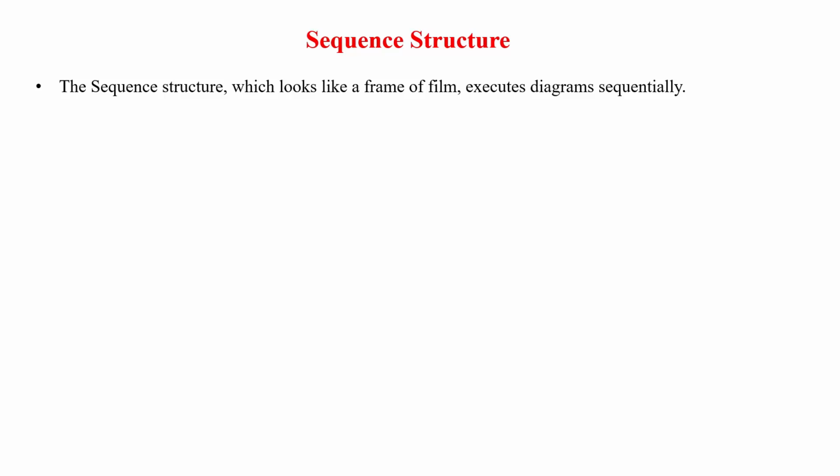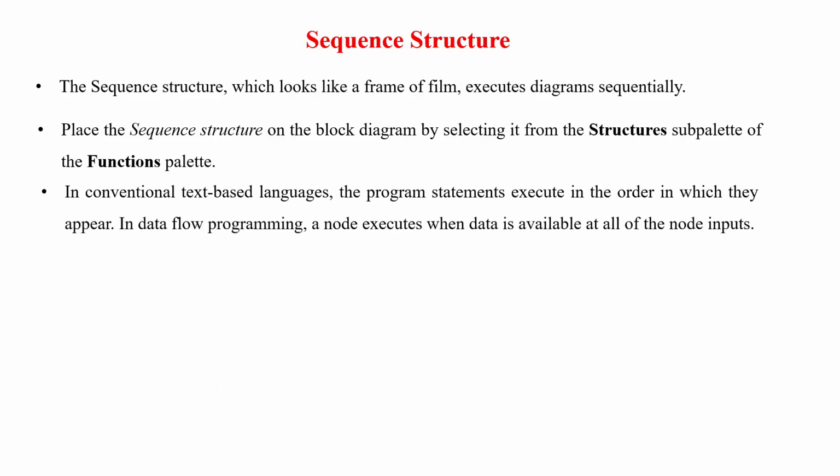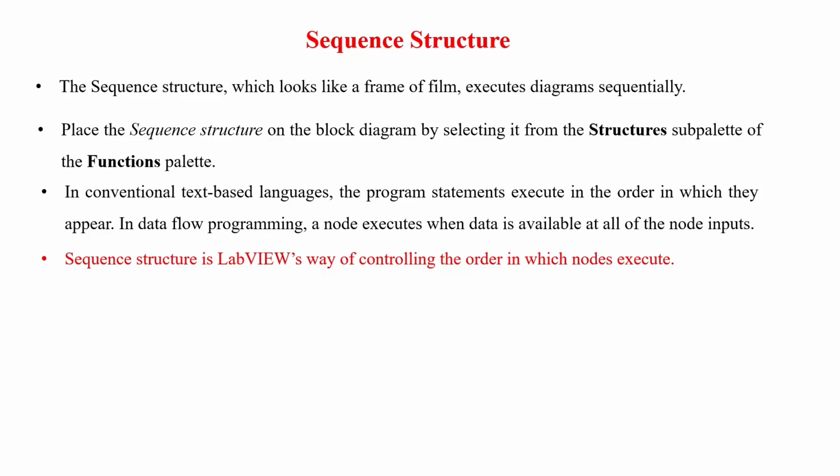Sequence structure. The sequence structure, which looks like a frame of film, executes the diagrams sequentially. Place the sequence structure on the block diagram by selecting it from the structure subpalette of the function palette. In conventional text-based languages, the program statements execute in the order in which they appear. In data flow programming, a node executes when data is available at all of its node inputs. Sequence structure is LabVIEW's way of controlling the order in which the nodes execute.